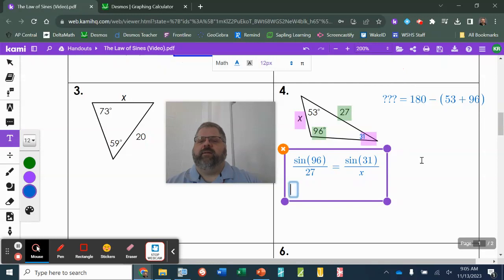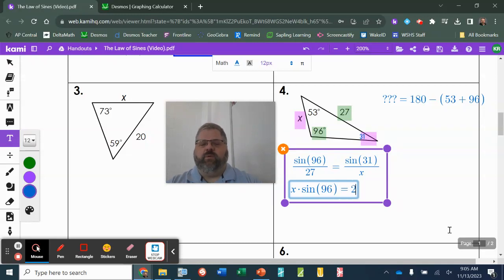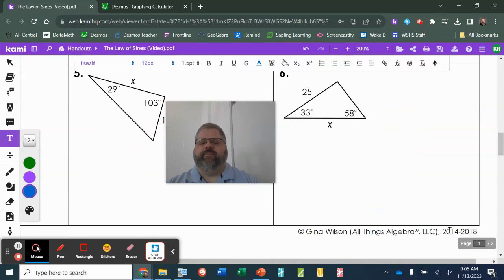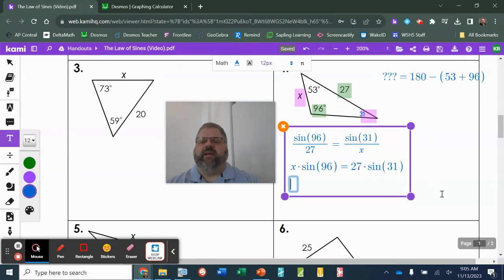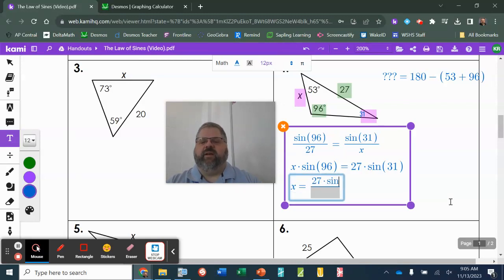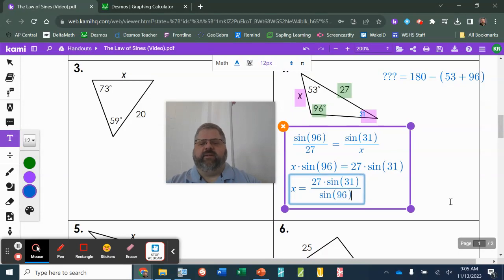Cross multiply because I have a proportion. So I'm going to have x times sine of 96 degrees is equal to 27 times the sine of 31 degrees. And so now I need to isolate x. So I'm going to divide both sides by sine of 96 degrees. So I'm going to have x is equal to 27 times sine of 31 degrees, divided by sine of 96 degrees.